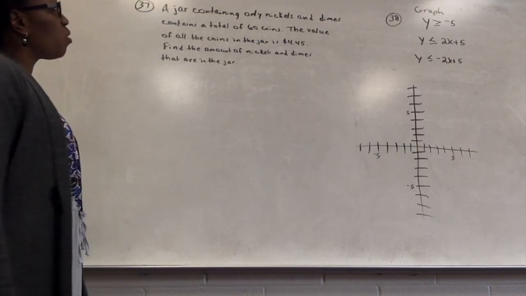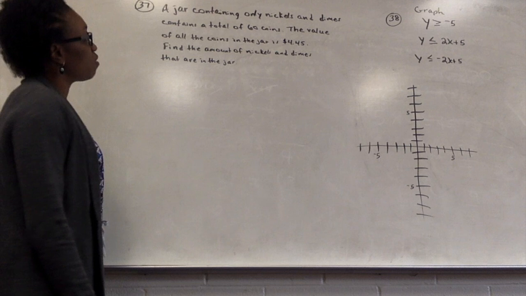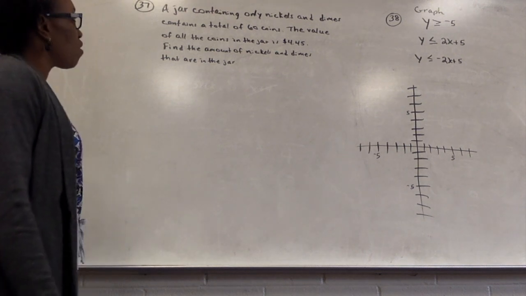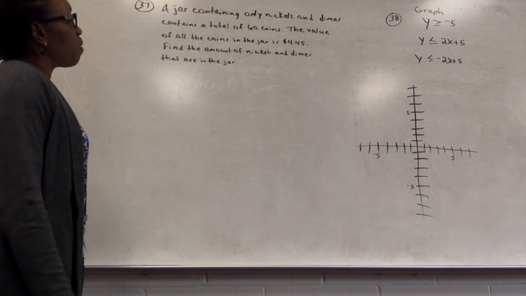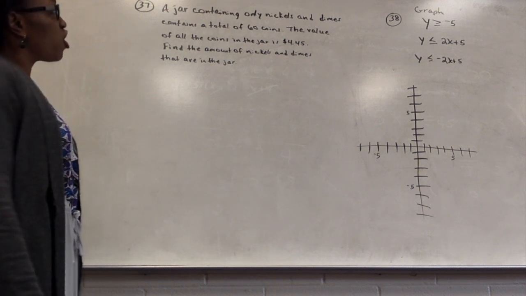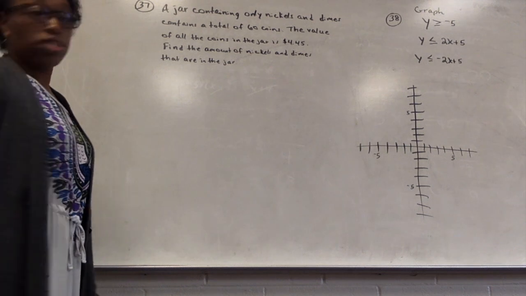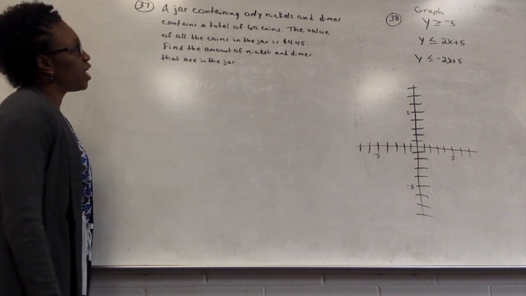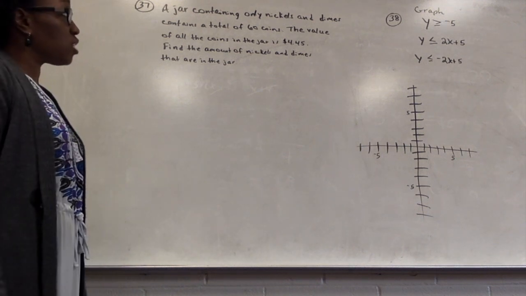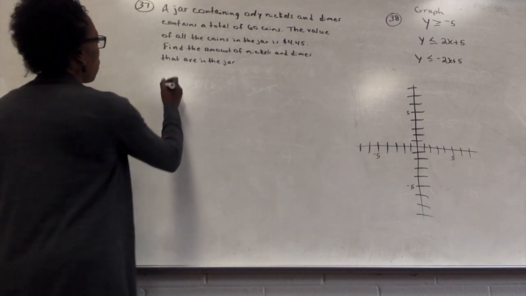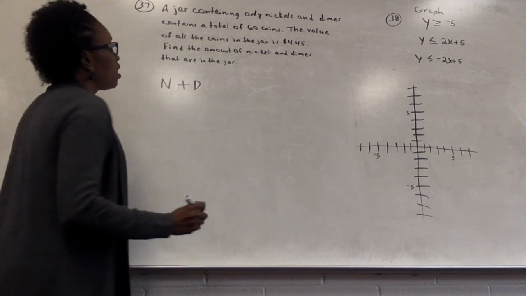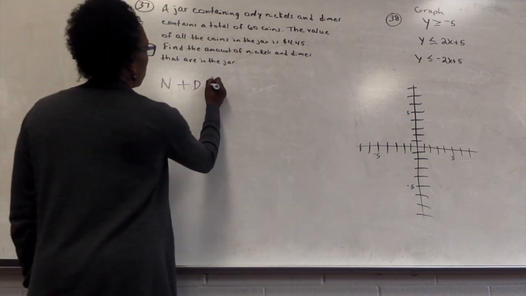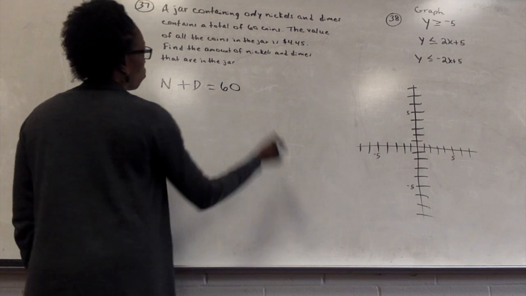A jar containing only nickels and dimes contains a total of 60 coins. The value of all the coins in the jar is $4.45. Find the amount of nickels and dimes that are in the jar. So I'm going to set up 2 equations based on the information that's given. It tells me there are a total of 60 coins. So I'm going to use my variables N and D for nickels and dimes. So N plus D would be equal to 60 because that's my total.